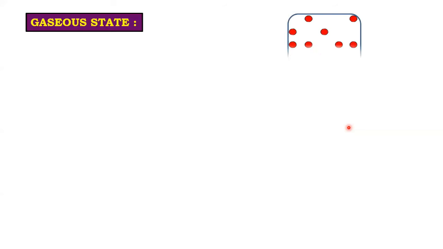Let's move ahead. The next and the last state of matter which is present at room temperature is the gaseous state. Okay, and if you see the structural arrangement of particles in gas, you will see that they are not arranged in a proper or definite manner, and they have very huge spaces between the particles, right?